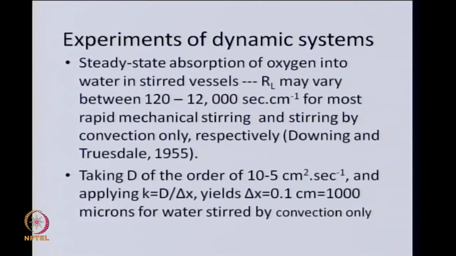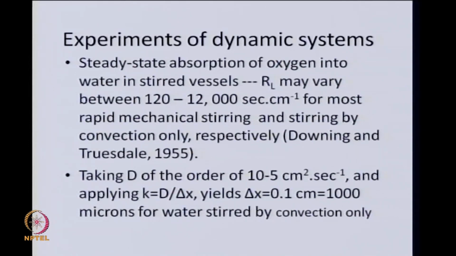We will wrap up the lecture here by talking about the dynamic experiments. In stirred vessels for steady state absorption of oxygen, the liquid phase resistance could be anywhere between 120 to 12,000 seconds per centimeter. 120 is for the extreme level of mechanical agitation, and 12,000 corresponds to convection only, or whatever transfer is occurring by virtue of convection only.